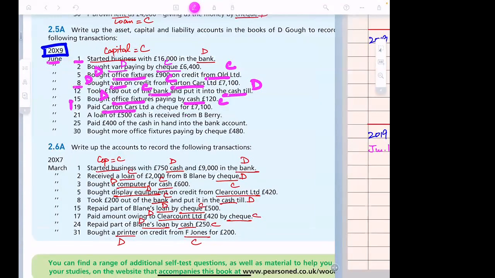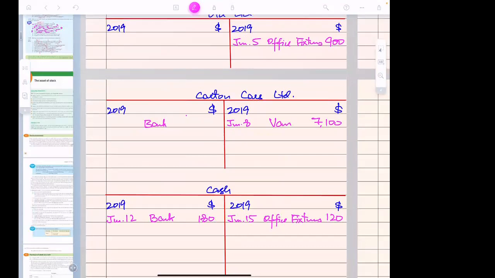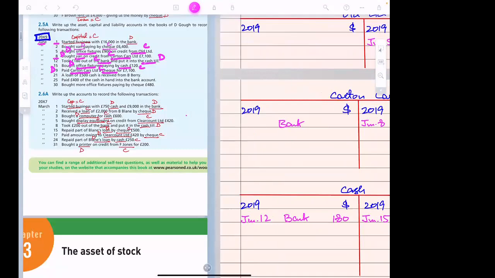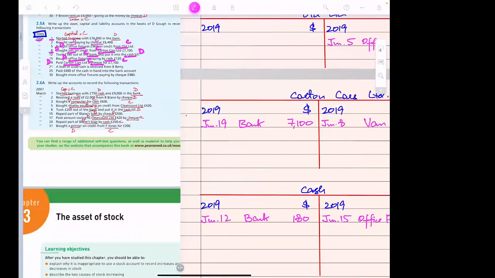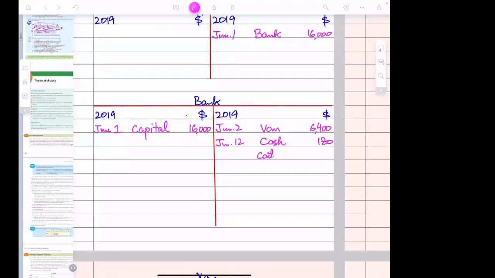All right. Then next is we have paid Carton Cars Limited by check. So Carton Cars will be debited and bank will be credited. The amount was 7,100 and the date was June 19th. So Carton Cars Limited debit and bank is credited. So let's come to the bank account. We write Carton Cars Limited. Amount is 7,100. Date is June 19th.